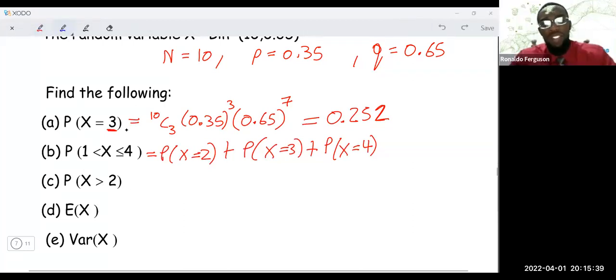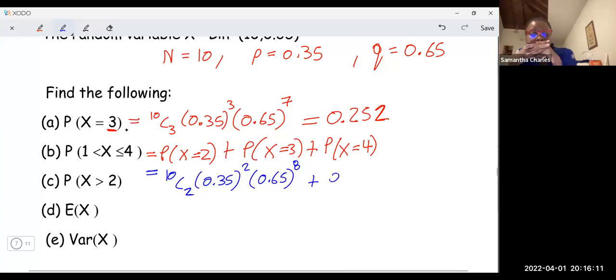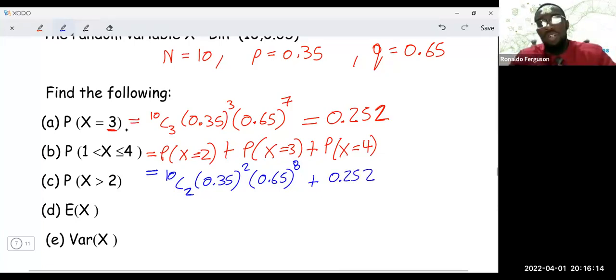So the probability x equal 2, we work that out. We already worked out the probability x. No, we didn't work out probability x equal 3. So to find the probability x equal 2, now remember it is 10 choose x, x is 2, p 0.35 to the x, 2, times q 0.65 to the n minus x, 10 minus 2 is 8, plus, we already did the second part, 0.252, because we did the probability x equal 3 in line 1, right?